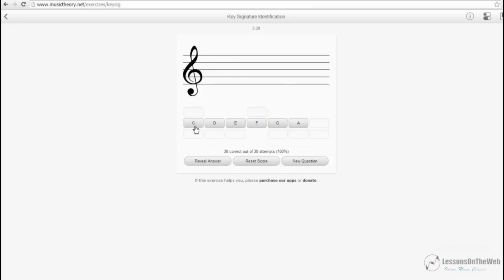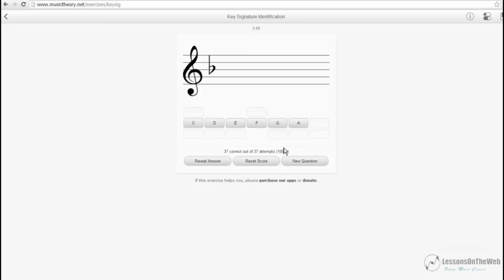What about 0 sharps, 0 flats? You should know that that's C. 1 flat is F. You got the key of A with 3 sharps. 2 sharps is D. 4 sharps is E. 2 sharps is D again. So, like I said, once you only have a few to select from, it makes it quite a bit easier if you're having trouble at first.